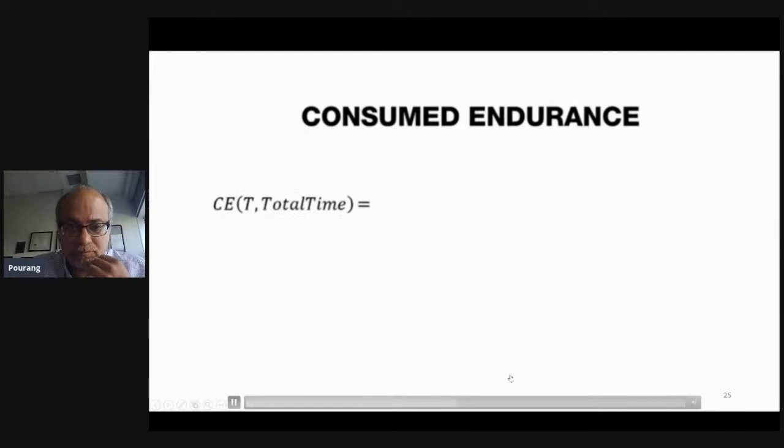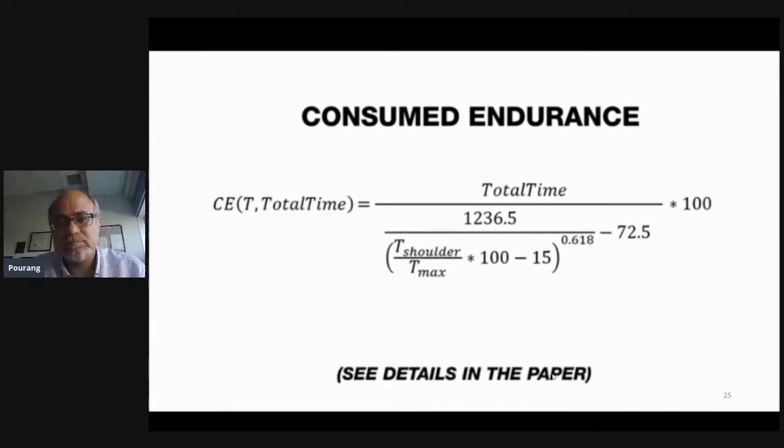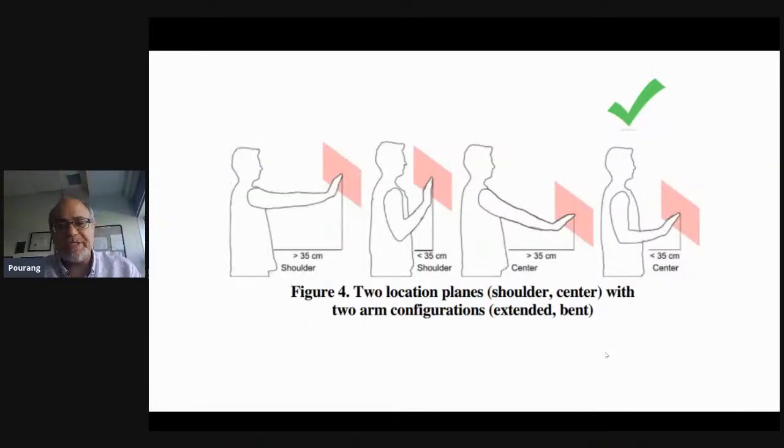Consumed endurance is the ratio between the time used for the interaction and the available endurance time, a measure derived from the biomechanical structure of the arm. So I won't go into the details, but basically the summary of that work suggests that if you want to do any mid-air input, you're better off bringing the display or the input space much closer to your body.